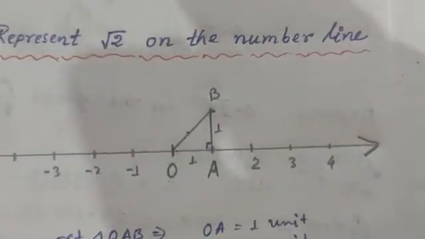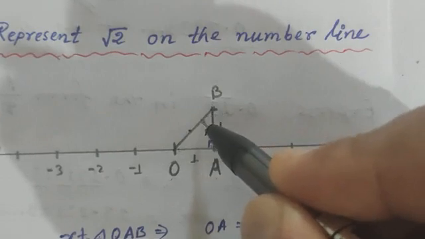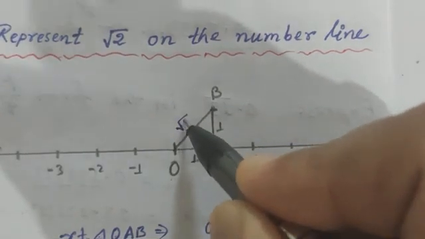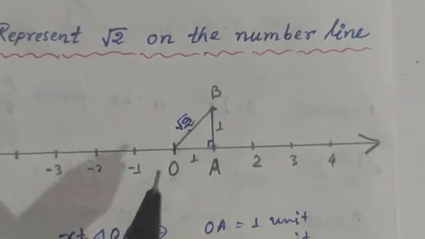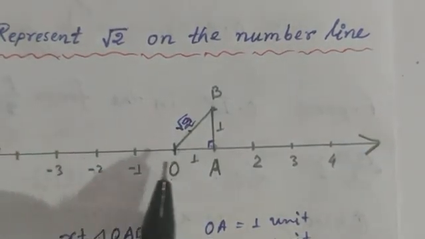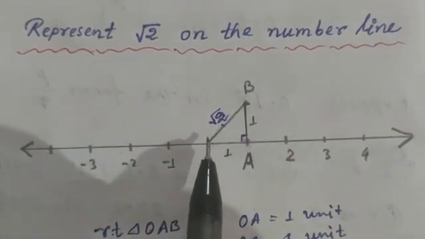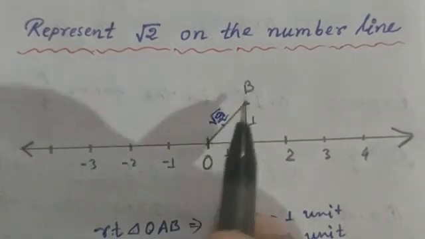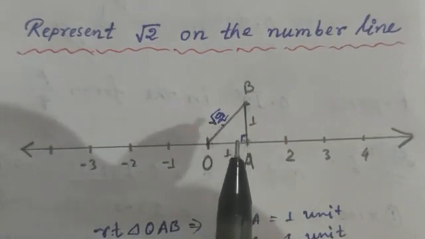Where is OB now? Yes, there is OB. Is it lying on the number line? Of course not. It is not lying on the number line. Now, what to do then? This is our number line. Remember, this is the number line. But OB, whose length is root over 2, is not lying exactly on the number line. Now, what to do then?